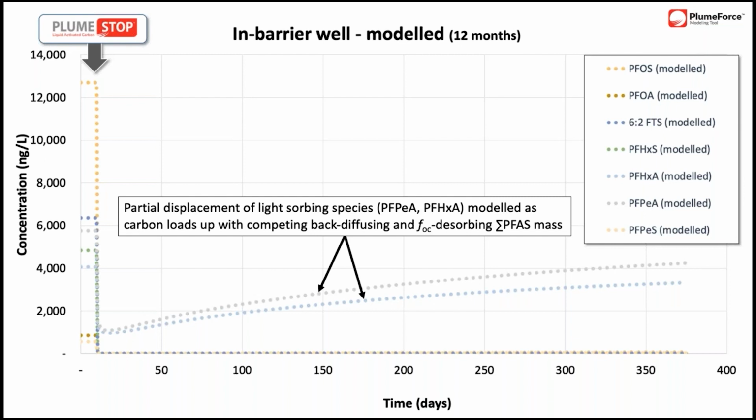And so as back diffusing and desorbing PFAS mass loads up the carbon, as we saw in the deep dive, these lighter species are partially displaced. Well, is it a problem? Again, that depends on the project objectives. If these species need to be kept below a certain threshold, it just requires a heavier PlumeStop dose. But on this particular site, the targets were based on PFOS and PFOA individually, plus the sum of the wider set of PFAS species. And we were at compliance in this modeled scenario.